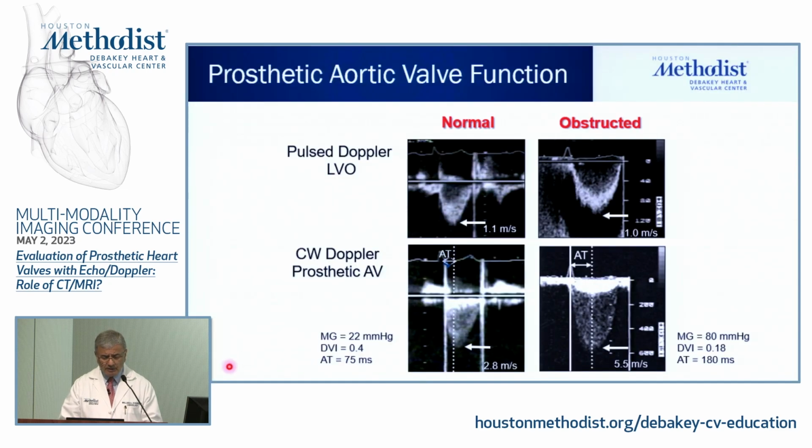So what do they look like when you evaluate prosthesis with pulse Doppler in the LV outflow tract and CW? Usually, if you have a normal flow, ejection time gets longer, time to peak velocity is longer, time to peak acceleration is also longer. This is the acceleration time. Usually, if it is stenotic, above 100 milliseconds, and certainly if it is above 130, you could take it to the bank that this is indeed obstructed. So in this case, a mean gradient of 80, very high, Doppler velocity index of 0.18, very low, acceleration time 180 milliseconds, very, very long.